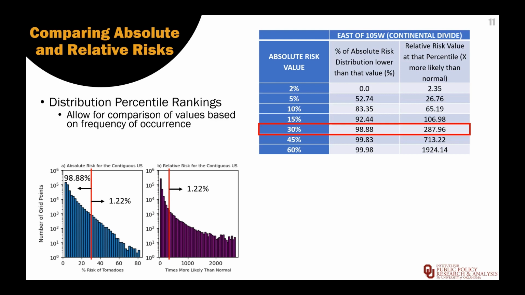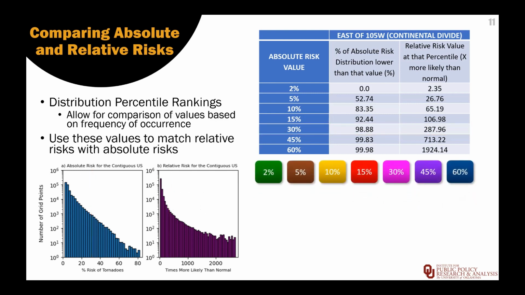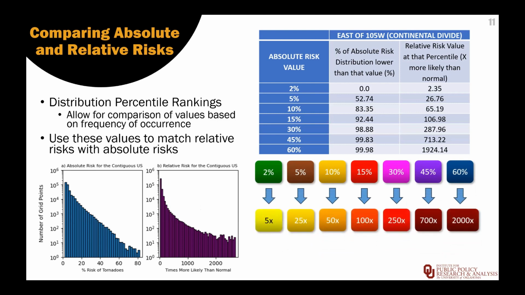We can also look at the point where 1.22% of relative risks are greater than that value, and that turns out to be right around 287 times more likely than normal, which means we can start to compare these absolute risks in terms of their frequency of occurrence to different relative risks. So 2% occurs about as often as 5 times more likely than normal relative risk, 10% 50, 30% 250, 60% 2,000, which makes sense because the SPC has only ever issued a 60% chance of a tornado within 25 miles once.